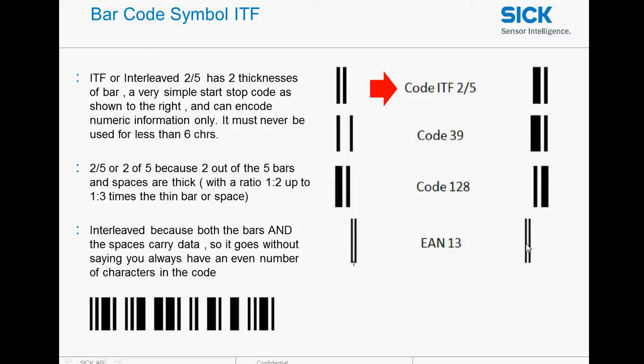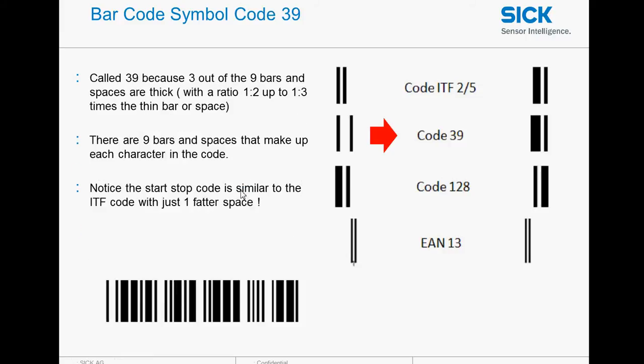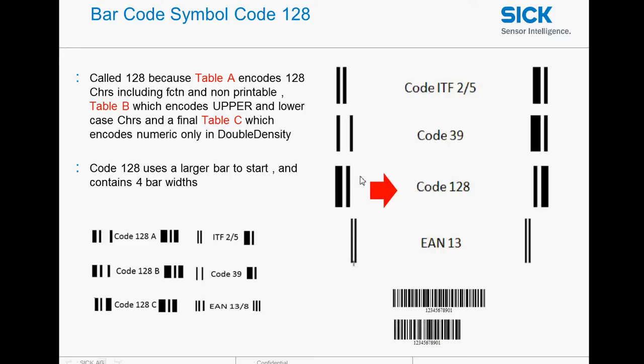There are a few more slides that you might be able to pause on if you want to look in more detail and read the information about the different code types. So once again, code 39, notice the large space, and a sample of the real code. Code 128, samples of the two codes.